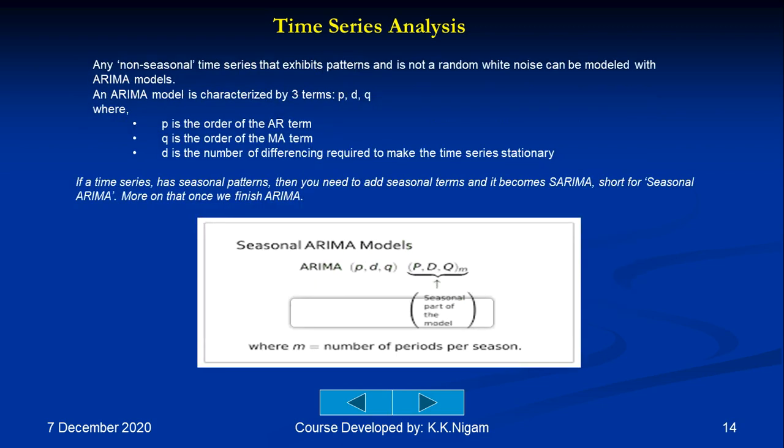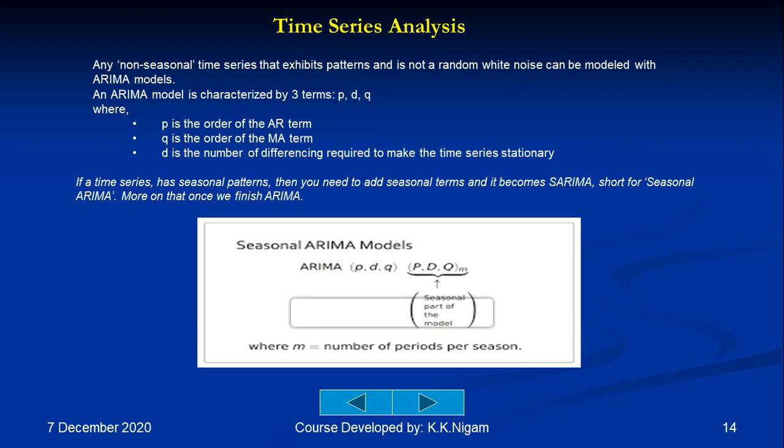Now, any non-seasonal time series that exhibits patterns and is not random white noise can be modeled with the ARIMA model. An ARIMA model is characterized by three items, that is small p, d and q, where p is the order of the AR term, q is the order of the moving average term, and d is the number of differencing required to make the time series stationary.